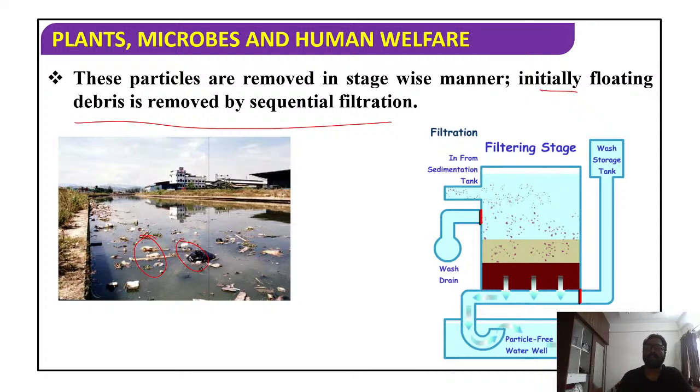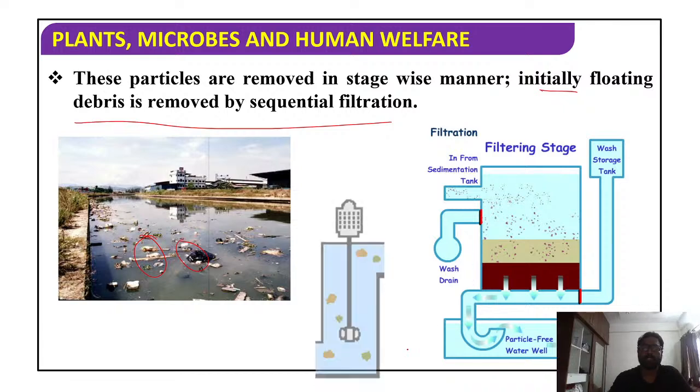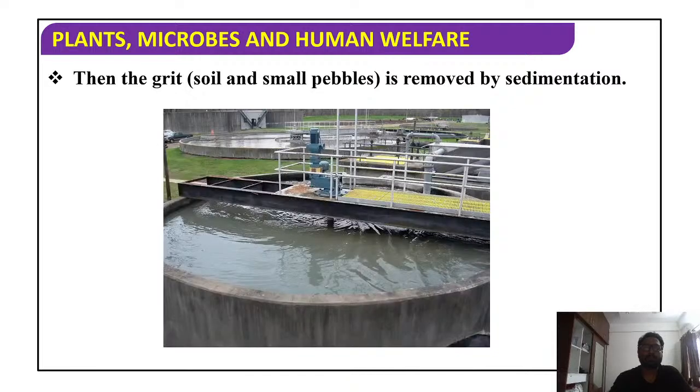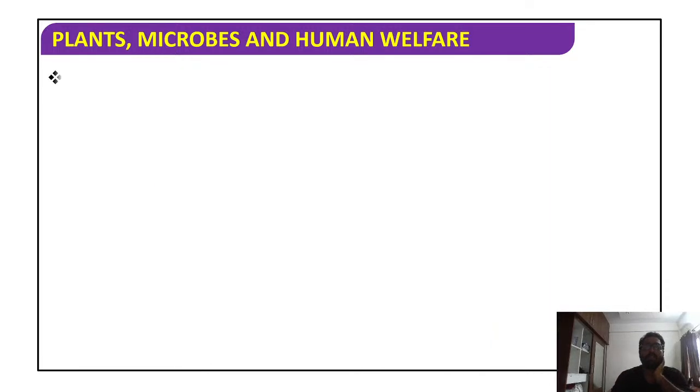Students, you can see here a big tank. Based on this picture, the floating debris will be removed. Once you remove the floating debris by filtration, what about the grit? What does grit mean, students? It is soil and small pebbles, and that will be removed by sedimentation. What is sedimentation? Allowing it to stand in a closed container for some time. Then all the grit will sediment at the bottom.